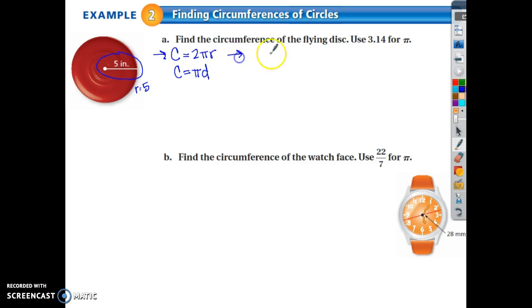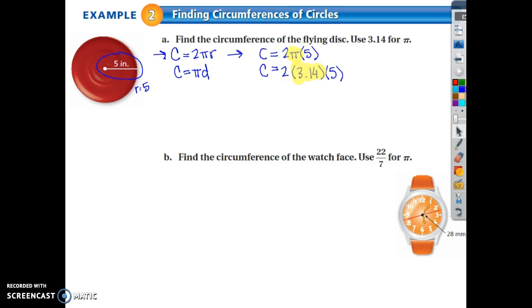So from here, I want to know c, it equals 2 times pi times r, which is 5. Now I can't quite solve this yet because I do have that pi in there. That's not a number, it's a symbol for the time being. But what they tell us in the directions is to use 3.14 for pi. So I'm going to say c equals 2 times 3.14 times 5. All I have done is take that pi and rewrite it as 3.14, just like I was told in the directions.